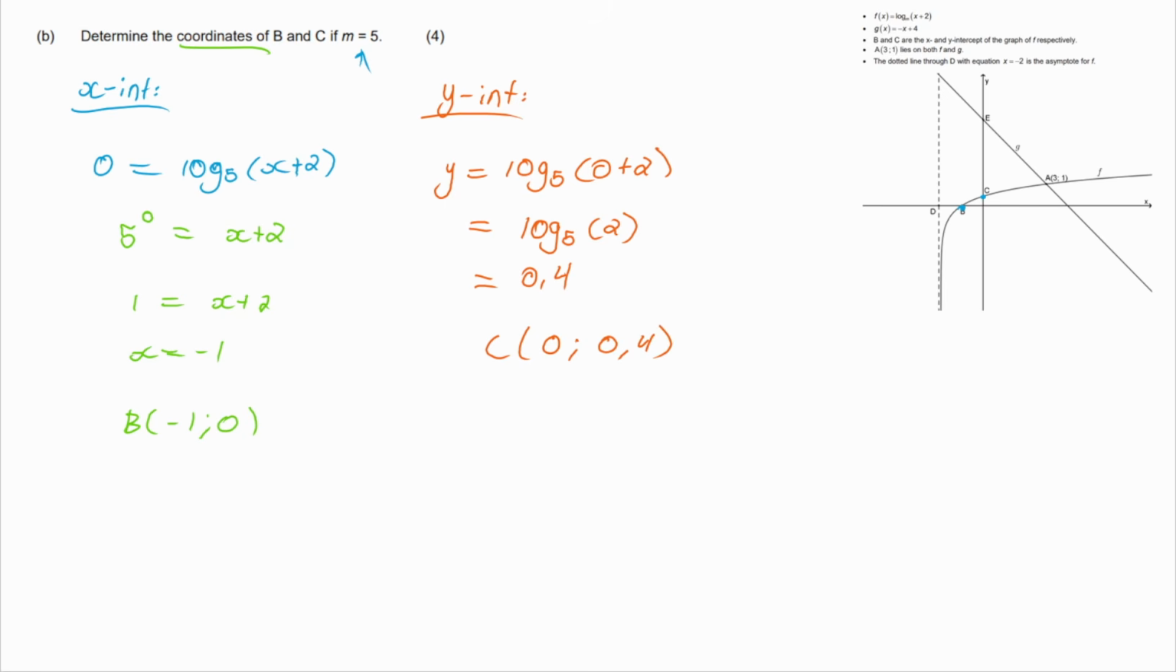I hope you guys are following along over there. Luckily I've been better about being out of the calculator view today. But anyway, there we have B, and here we have C, the coordinates, for 4 marks over there.